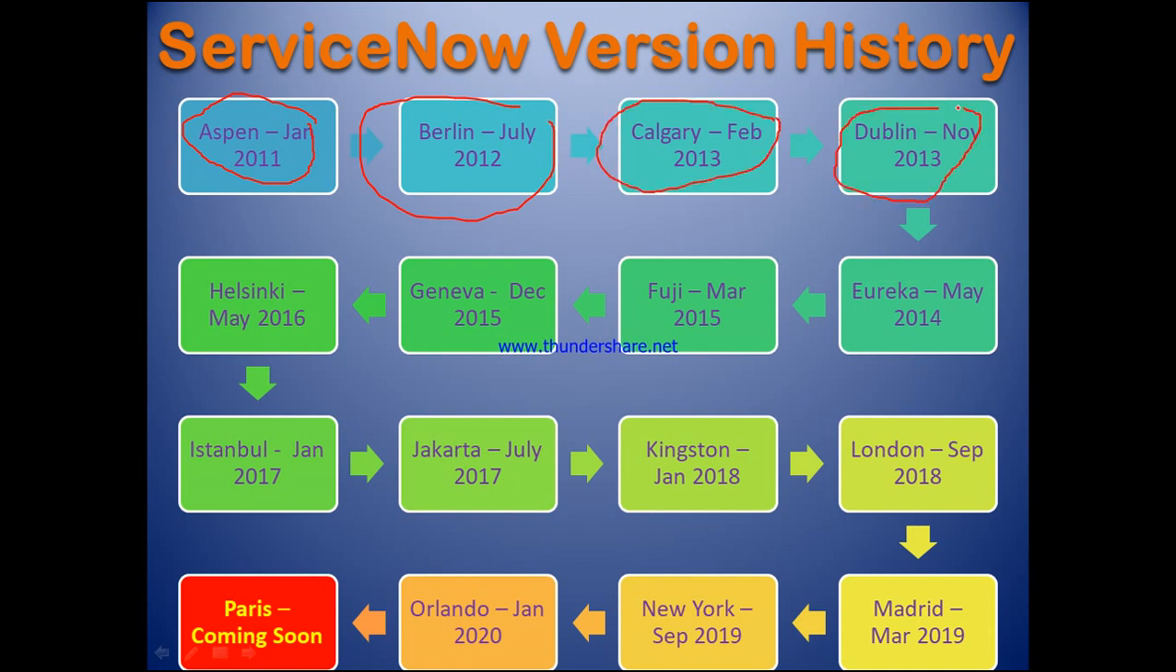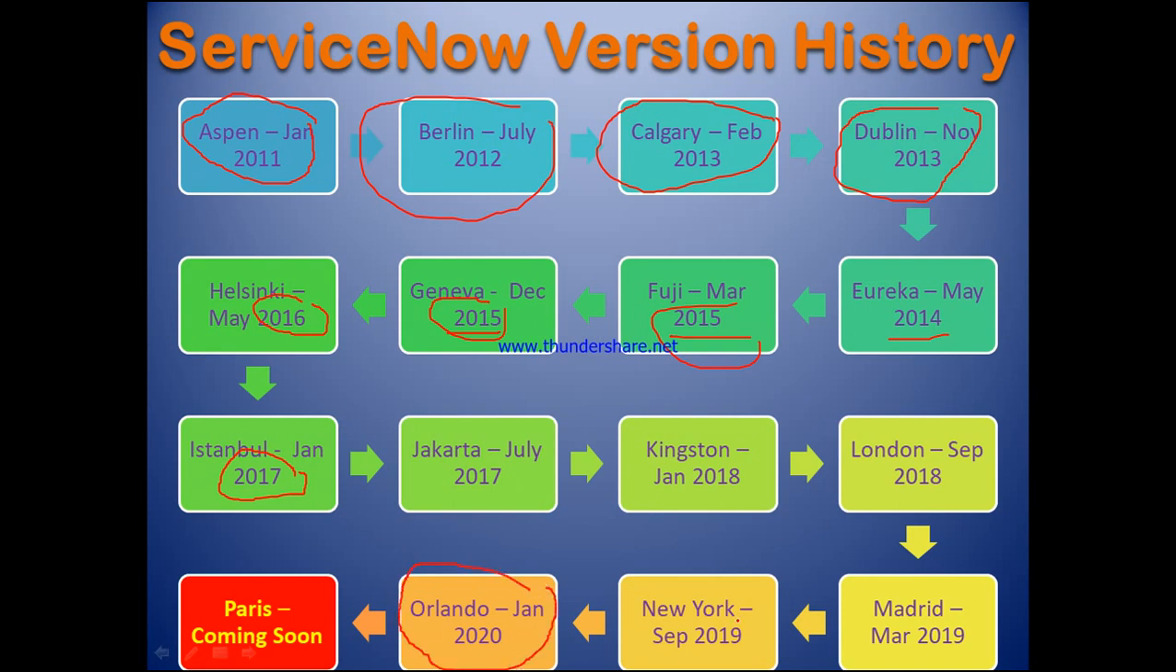So now you can see a little bit of a pattern here. If I go by this way, like 11, 12, 13, then 14, they have a single release each, but in 15 they have two releases. In 16 they have one release again in May, and in 17 in January they have the Istanbul. So now ServiceNow has made it a practice that every year they release two major versions of ServiceNow. So now we are on Orlando, which I picked up just now.